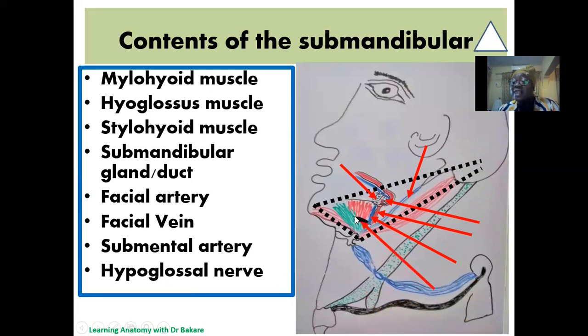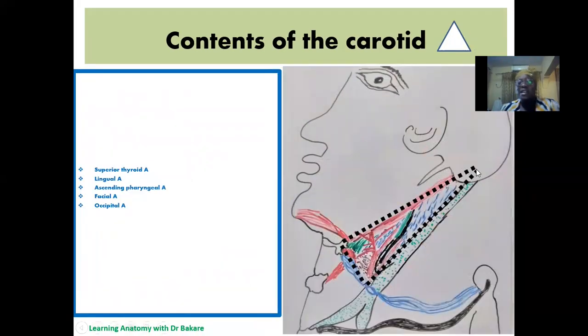The hypoglossal nerve we know originates from the medulla. From there, it runs to innervate the muscles of the tongue. It innervates both the intrinsic and the extrinsic muscles of the tongue, except the palatoglossus muscle. The hyoglossus muscle, which is one of the extrinsic muscles of the tongue, is supplied by this hypoglossal nerve. And that is why the hypoglossal nerve is found within the submandibular triangle, because we have the hyoglossus muscle located within this triangle. Content of the carotid triangle.